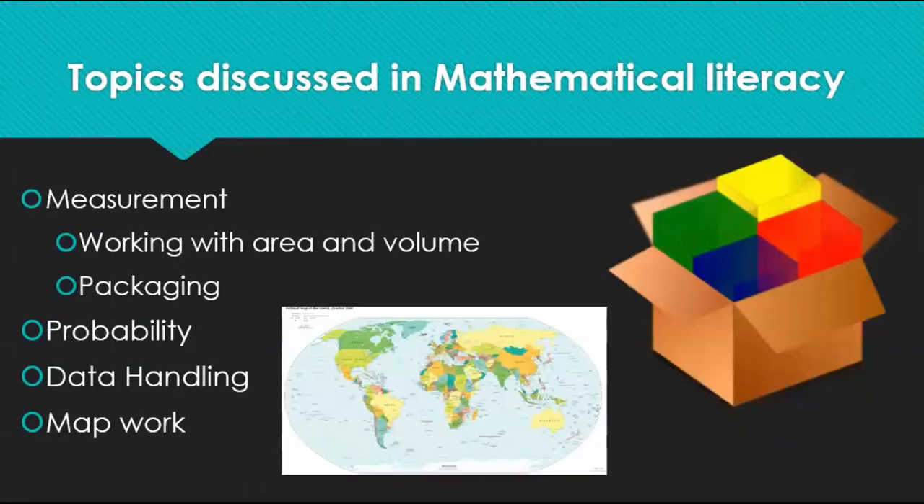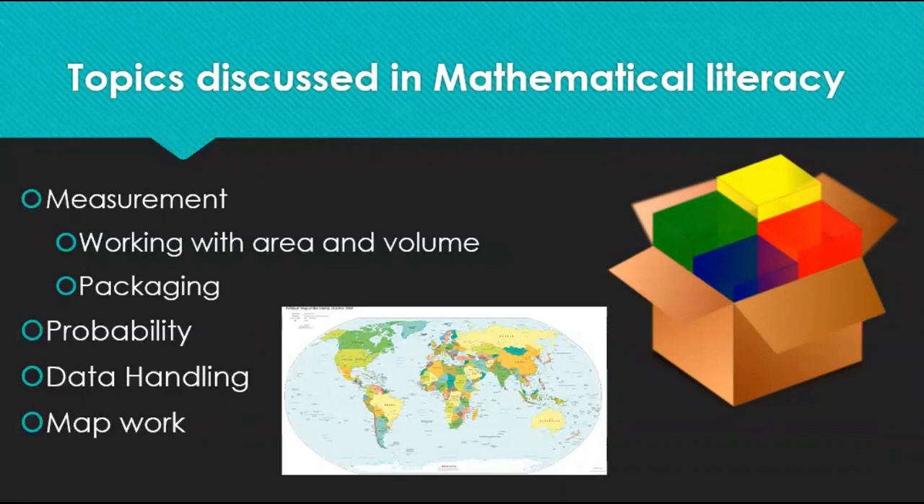Another big topic is measurements. We work with perimeter, area, surface area, and volume, but not the way that you know it. We do not just give you a basic square, we will now put it in a more realistic way, where you'll work out the area of a box or a plan of a house to determine what can fit in that area. We also look at packaging, so how many items can fit into a box, how would you package it, all of that. And then our other three main topics are probability, data handling, and map work.